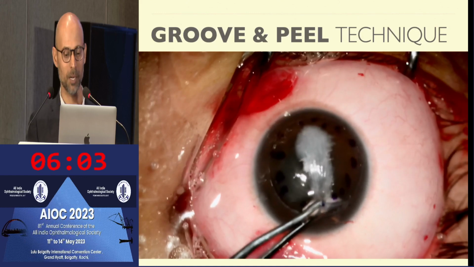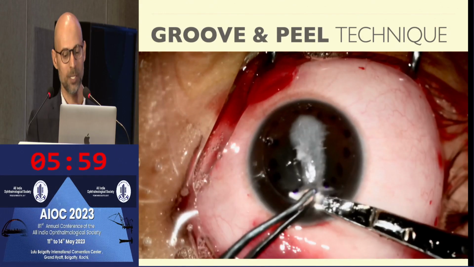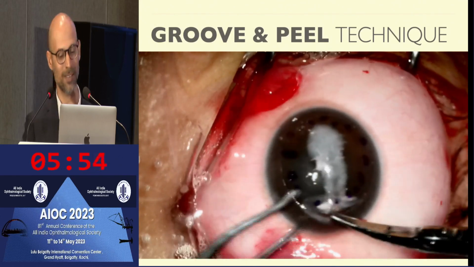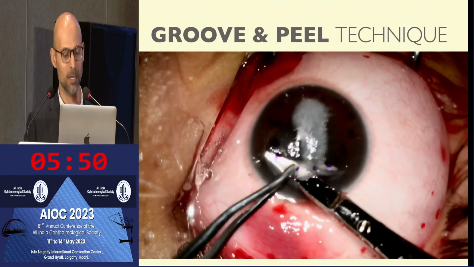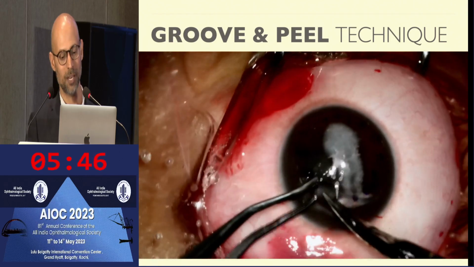Here we had attempted a visco bubble at the time we were trying that. We didn't get one, and my threshold for converting to manual DALK is very low, so I immediately converted. So what I do in this technique is I use a blunt scissor to create a dissection underneath the trephination edge.